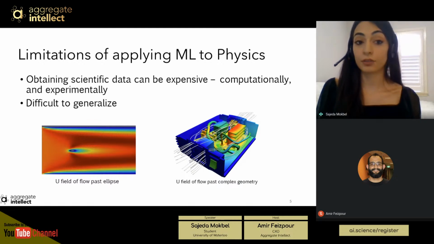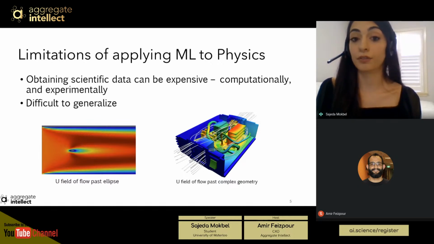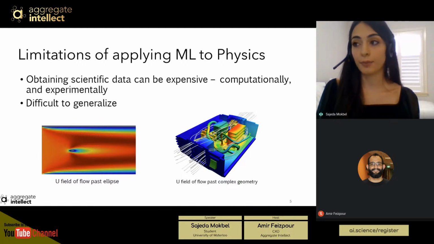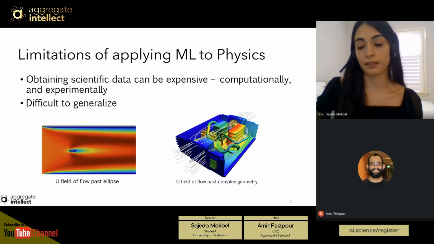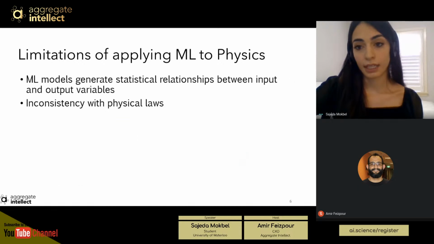Additionally, it can be difficult to generalize. So using the same example, I have two images of the velocity field of a flow past an ellipse, and then a velocity field of a flow past a much more complex geometry. And if you train a model for different flows past an ellipse or a cylinder, it could be hard to understand the flow past more complex things. So it can be difficult to generalize.